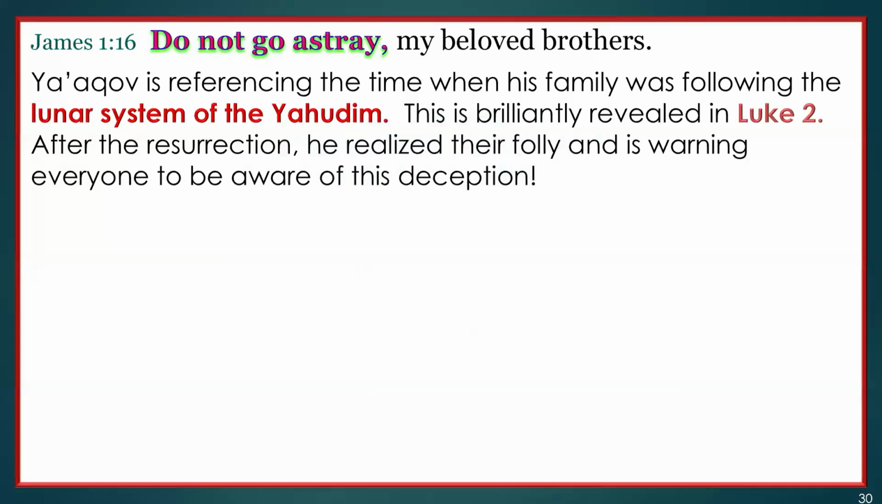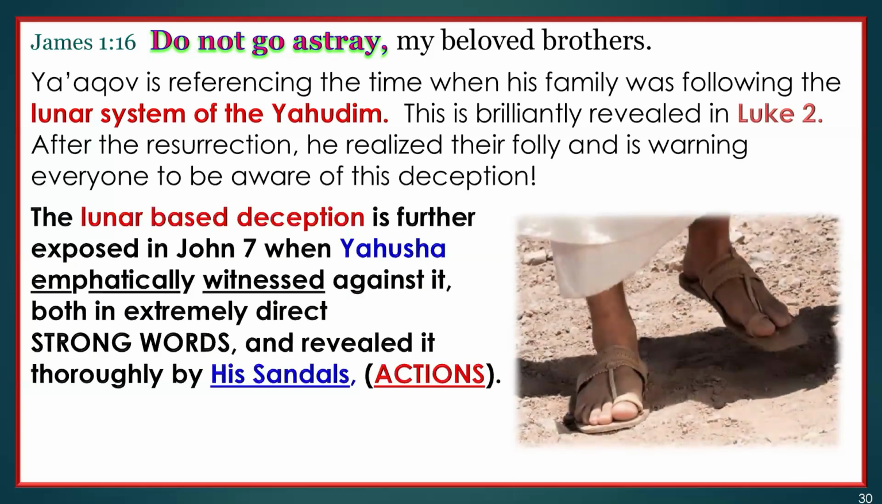James 1, verse 16. Do not go astray, my beloved brothers. Yaakov is referencing the time when his family was following the lunar system of the Yahudim. This is brilliantly revealed in Luke chapter 2. Yet, after the resurrection, he realized their folly and is warning everyone to beware of this deception. After the crucifixion, Yaakov understood the covenant calendar. The lunar-based deception is further exposed in John 7 when Yahusha emphatically witnessed against it, both in extremely direct, strong words, and he revealed it thoroughly by his sandals, the actions of his feet.